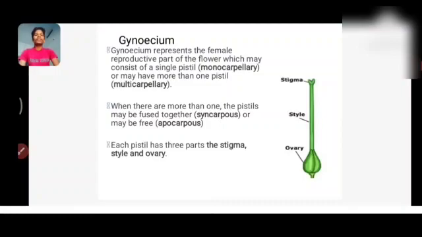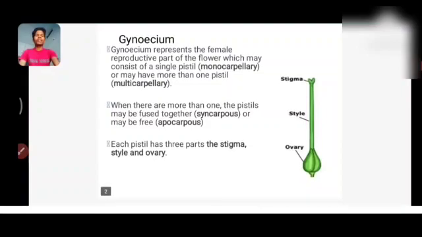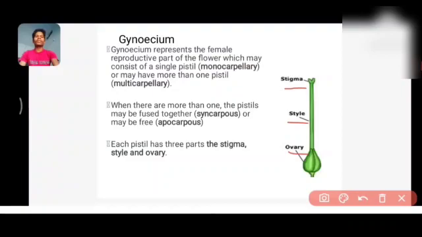Okay, and style. What is style? The second part, style, is a tube-like structure, a long path leading to the ovary. Okay, and the third one is the ovary. Ovary is the basal swollen part of the pistil.